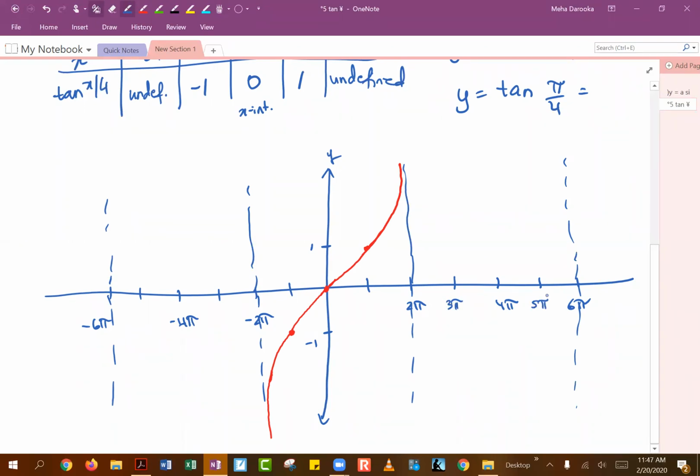So 4 pi would be the 0, good. And then 5 pi would be positive 1, and 3 pi would be negative 1. Very good, yeah. So just repeat that pattern. So technically this would be our 2 full periods, and then if you replicate that on the left-hand side, you would have the same thing here.